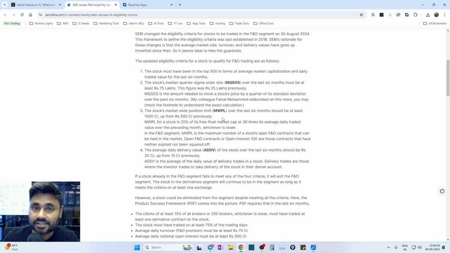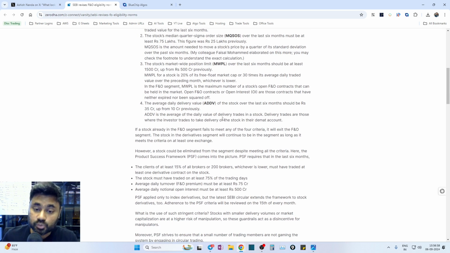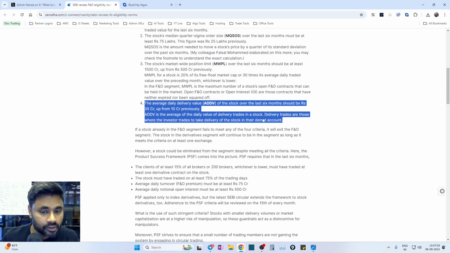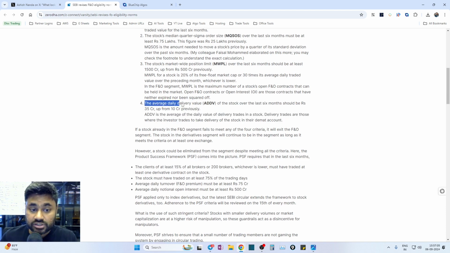So all these kinds of advantages are there, and manipulations would probably also be really difficult. And then they also say ADDV, average daily delivery value. When you buy a stock, after T plus 2, it goes into delivery mode. Of course, these days some stocks are T plus 1 deliveries also, and in future SEBI is trying to make it even T plus 0.